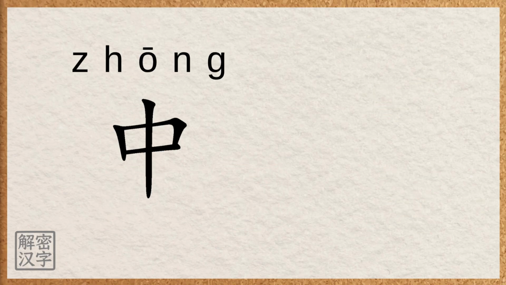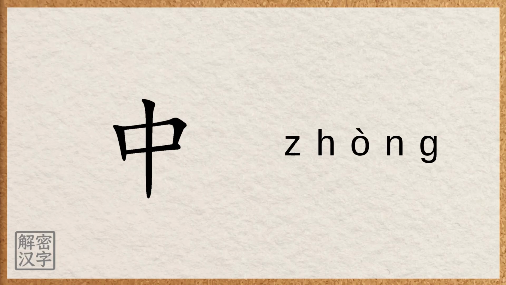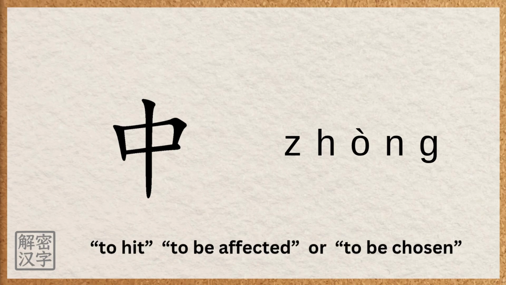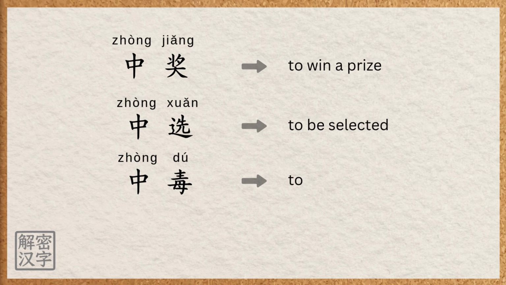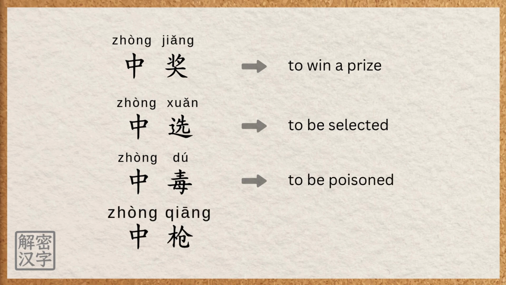The character zhōng has another pronunciation, zhòng, which is used in certain contexts. When read as zhòng, it means to hit, to be affected, or to be chosen. For example, 中奖 means to win a prize. 中选 means to be selected. 中毒 means to be poisoned. 中枪 means to be shot.